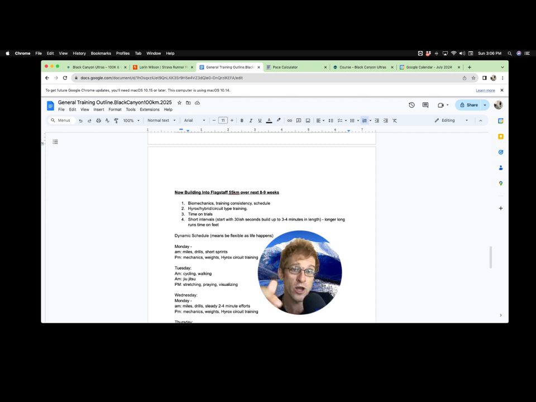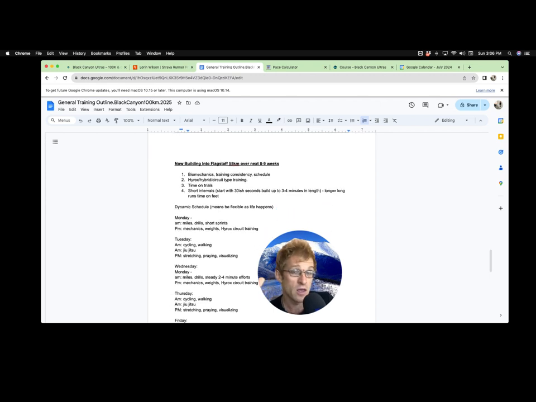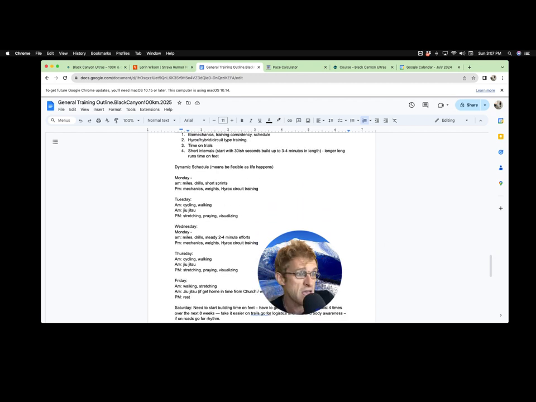I'm going to do some hybrid circuit type training, get some time on trails. That says trials, but time on trails. Have some short intervals, so short 30-second sprints, building up to 3 to 4 minutes in length, which is about what 1 kilometer should take me during the Hyrox event itself. But talk is cheap. I don't know how the body's going to respond to those workouts. We'll continue to gather data, and then longer runs, time on feet on the trail.